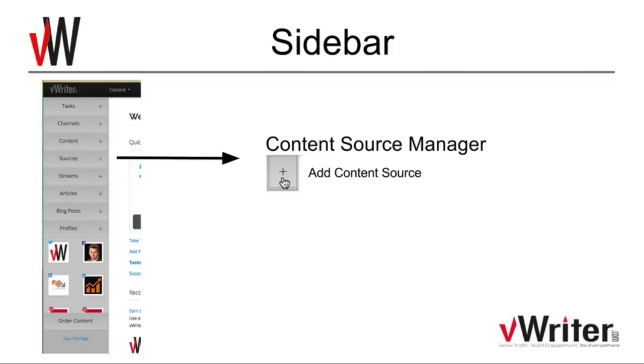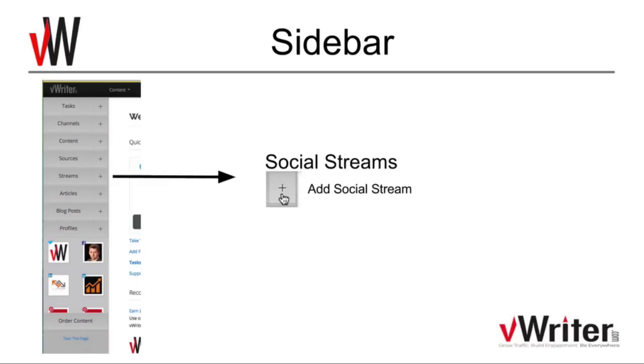The sources button gives you access to the content source manager. So this is where your feeds are, such as the feed for your blog, bulk data feeds, feed mixes, and so on. And if you click the plus button, of course, that will allow you to add a content source. So I'm sure you're getting the idea of how all this works.